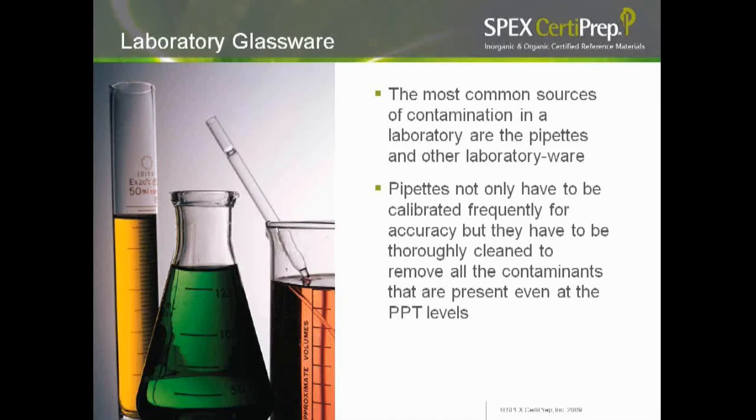So far, we examined contaminants that could come from water and acids that the labs generally use. The other major source of contamination in a lab are the pipettes and the general labware. As a good laboratory practice, pipettes have to be calibrated as well as thoroughly cleaned. Cleaning procedures should ensure that the pipettes are free of contaminants even at PPT levels.